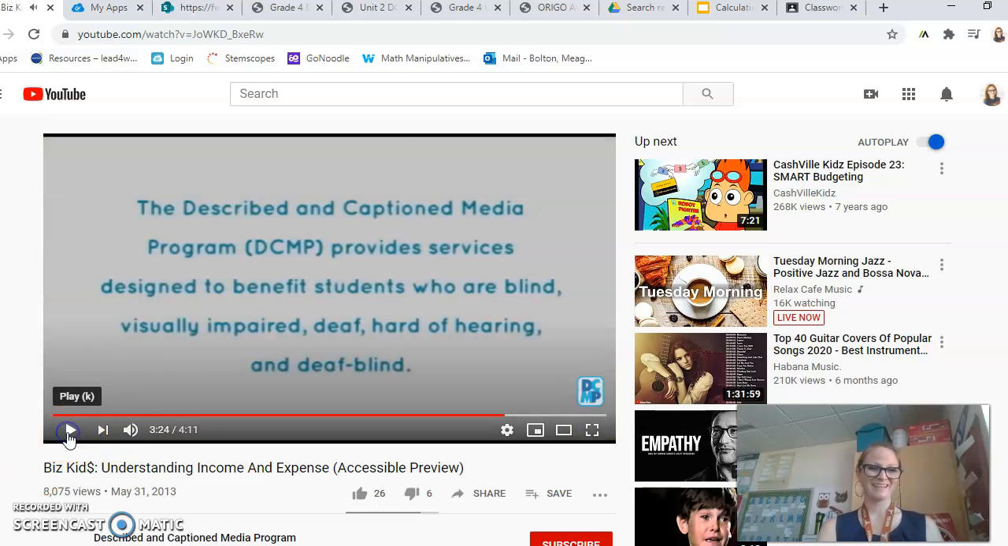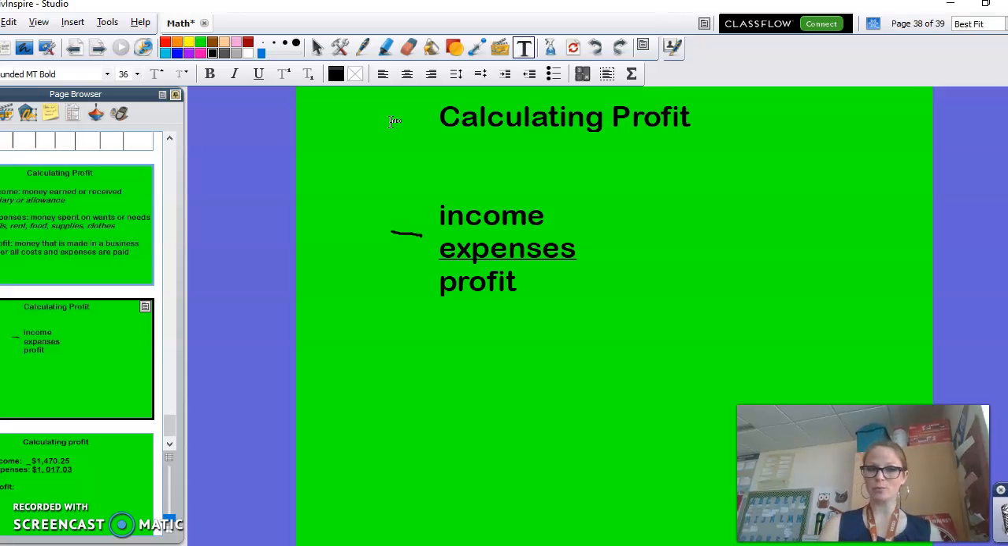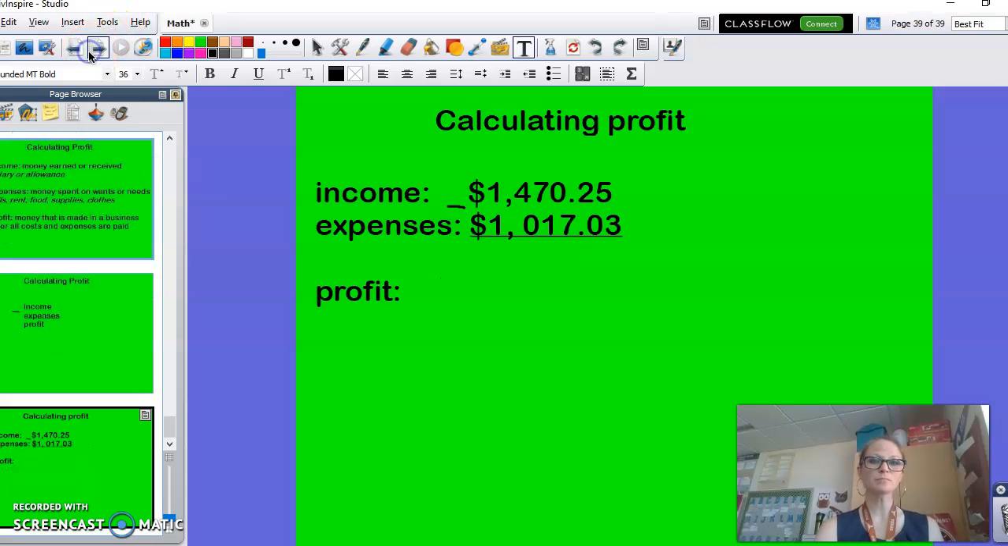All right, my friends, so let's take a look at what this actually looks like when we're solving problems with income minus expenses and getting our profit. So you can see here I have an income of $1,470.25 or 25 cents. I had to spend $1,017.03 or 3 cents. I had to spend that on my business.